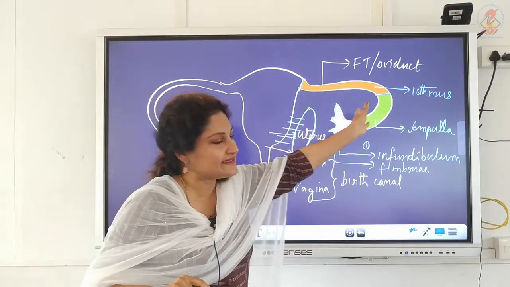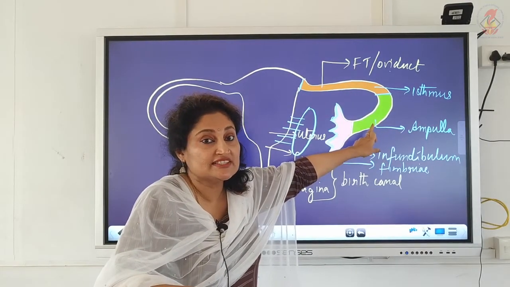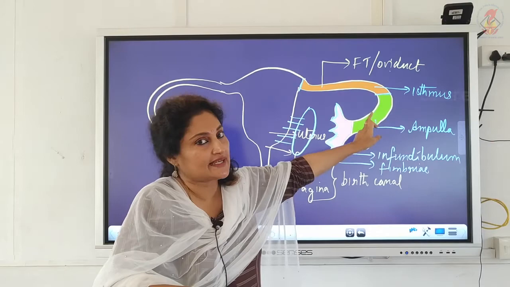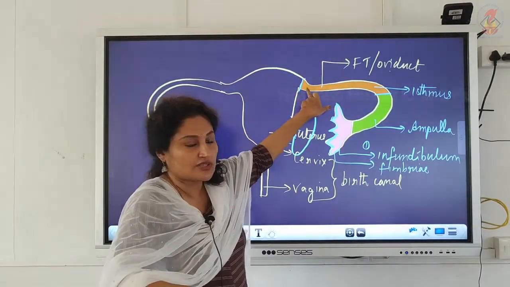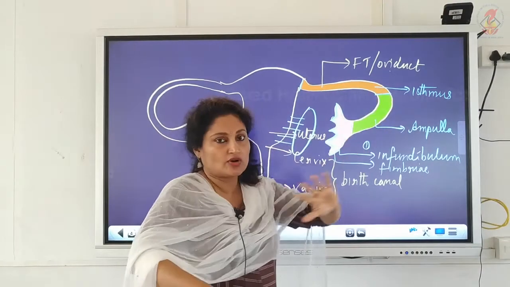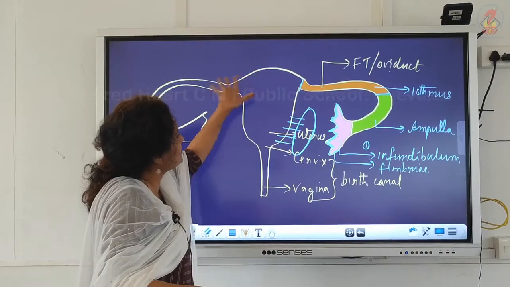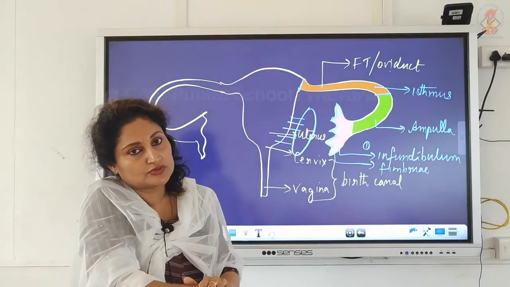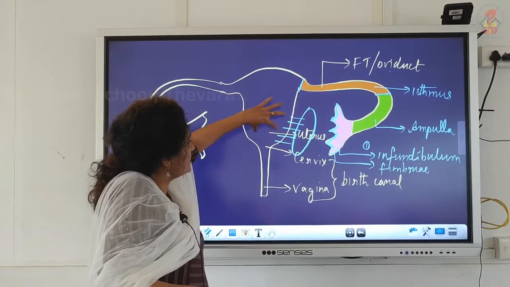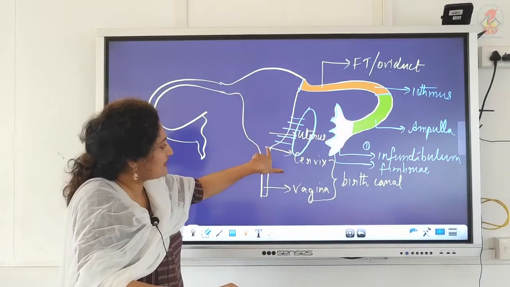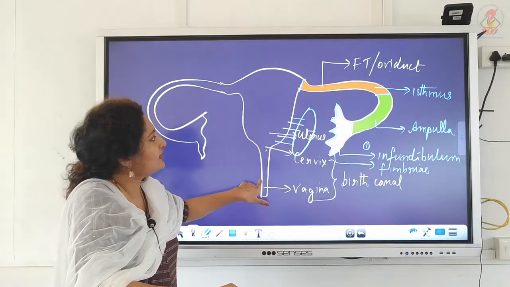Then it takes a bend which is slightly bulged called the ampulla. The significance of ampulla is that this is the region where fertilization of the egg and sperm takes place. Then the ampulla leads into a long tube-like structure called the isthmus, and this isthmus is almost 10 to 12 centimeters long. Then it opens into the uterus. The uterus is an inverted pear-shaped structure, and it slowly tapers into the cervix, and the cervix finally opens into the tube-like structure called the vagina.